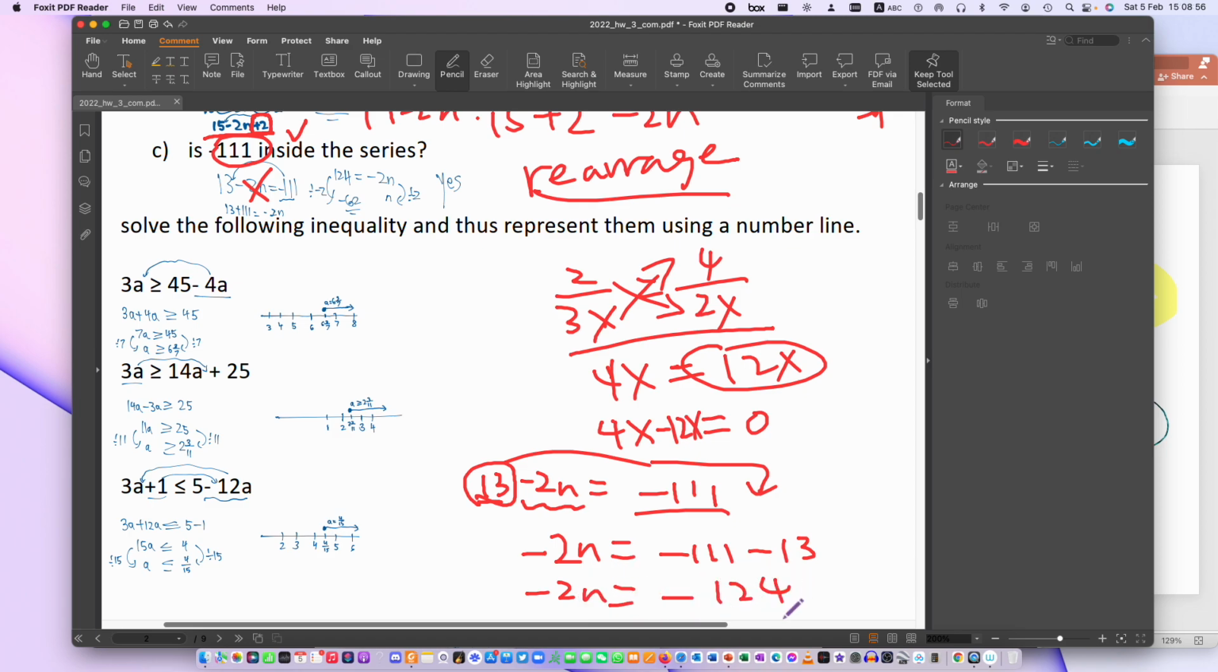Of course, this answer is wrong. Why? Because it's supposed to be 17. But I'm not showing you whether your answer is correct or not. I'm showing you when you move forward, you have to change the sign. One more time: when you move over, you need to change the sign. When you rearrange, you don't need to change the sign.